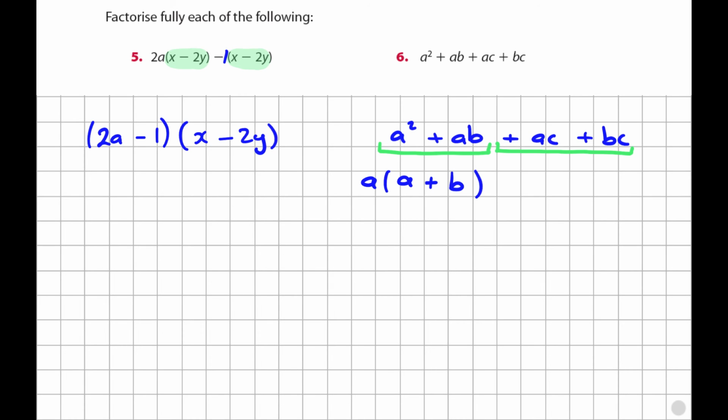And let's just double check that to make sure it hasn't changed in value. A times a is a squared. A times b is plus ab. Okay, so that's the first part dealt with.